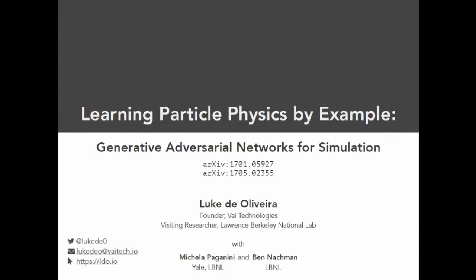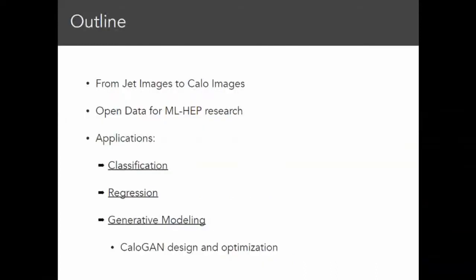I'm going to give you a brief overview of what we've been working on, what the future looks like, and a little bit of an in-depth introduction into GANs for simulation. The first thing I'll talk about is migrating from jet images, which we saw in Ben's plenary this morning, to calorimeter images. I'll describe an open data set that we've released for research at the intersection of ML and HEP. Then I'll go briefly through two applications, classification and regression, and show how those fall from our data set. And then I'll do a much deeper dive into generative modeling, in particular focusing on CalOGAN, which is a method for fast calorimeter simulation that we introduced a few months ago.